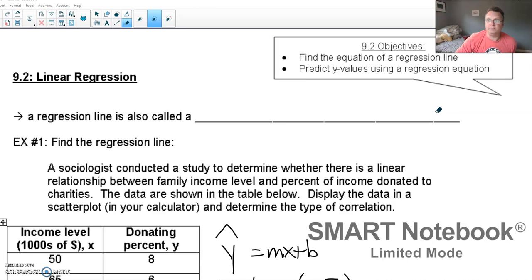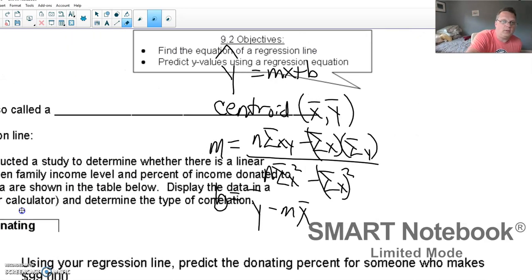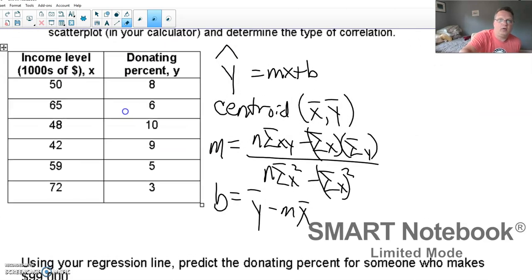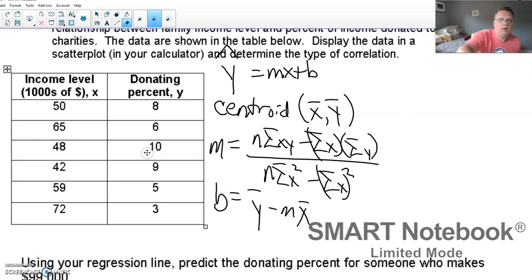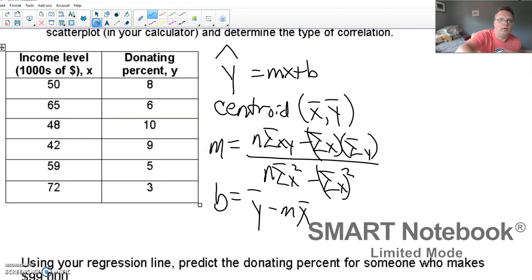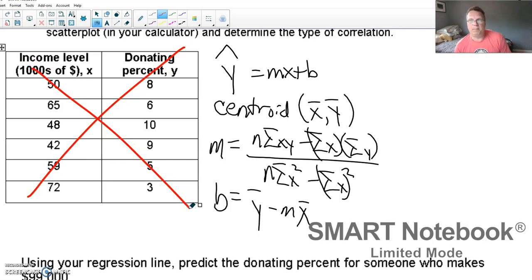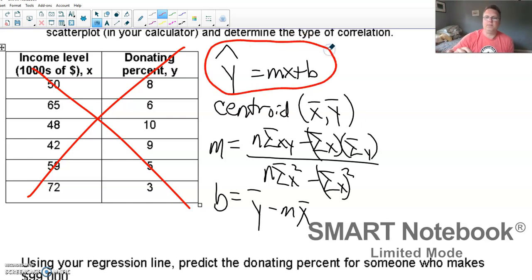Page 514. So what we have here, don't worry about this. Forget about it. The regression equation is right here. Y hat. What does that mean? That is the predicted Y value at an X value.